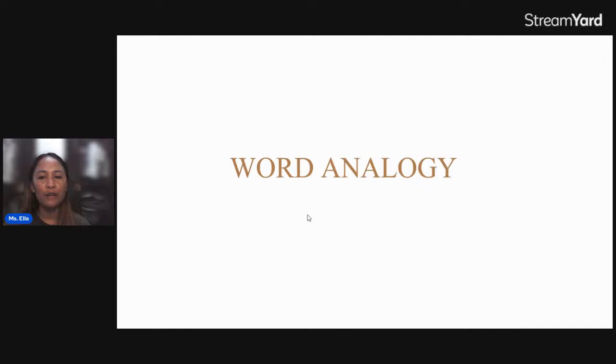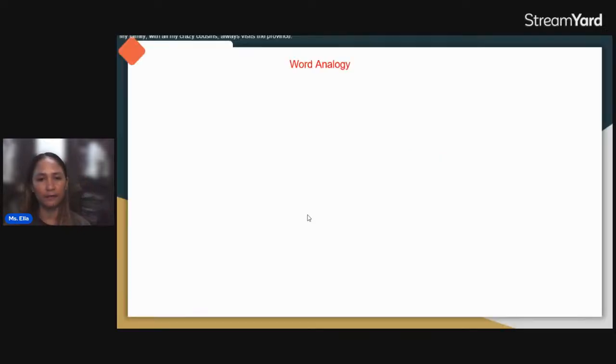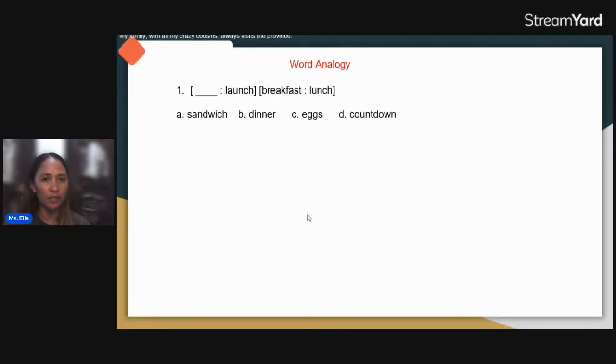Okay, now let's talk about word analogy. For word analogy, let's have number one first. The missing word is at the beginning. Blank is to lunch as breakfast is to lunch. Is it A, sandwich? B, dinner? C, eggs? D, countdown?